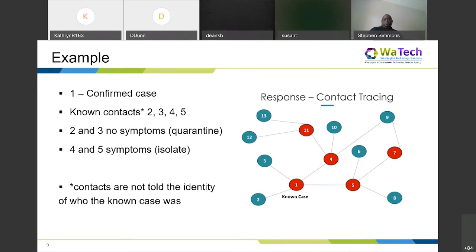And so I'm going to talk about the difference between quarantine and isolation quickly. But I do want to point out that as part of this exercise, the individuals who are contacted are not told the identity of who the known case was in order to protect confidentiality.